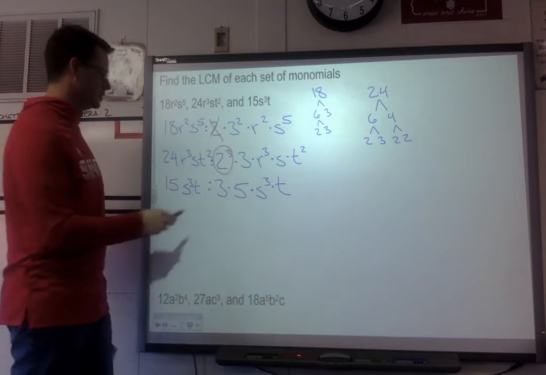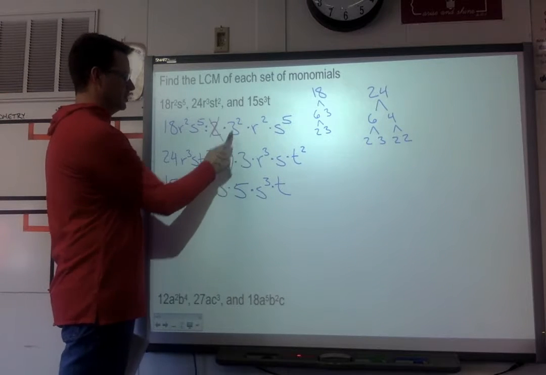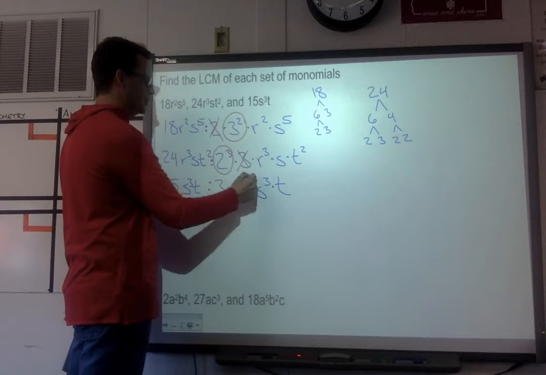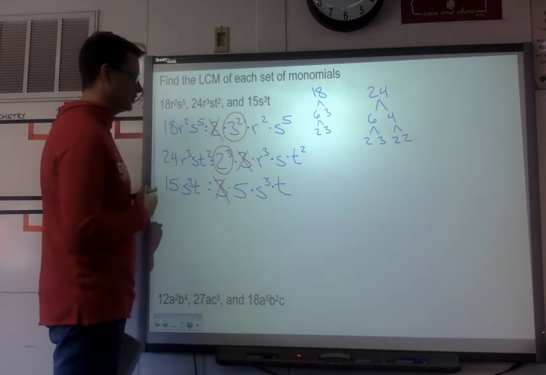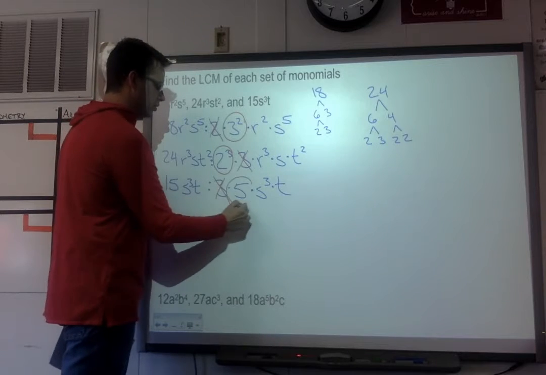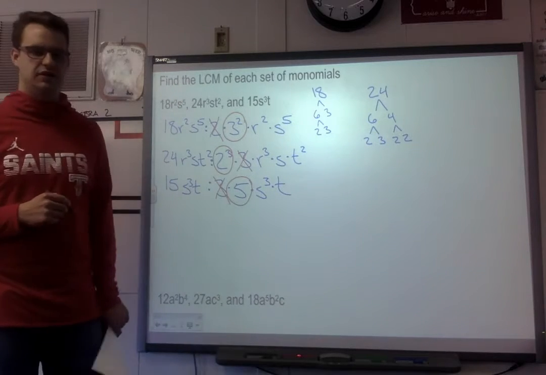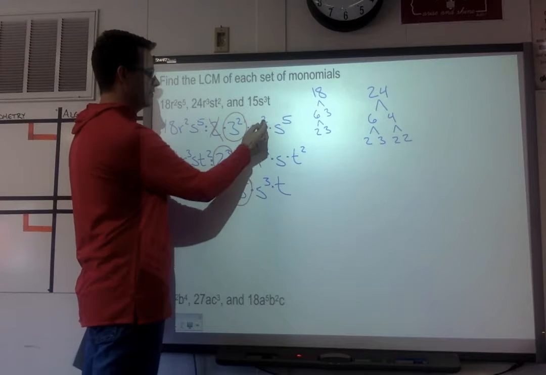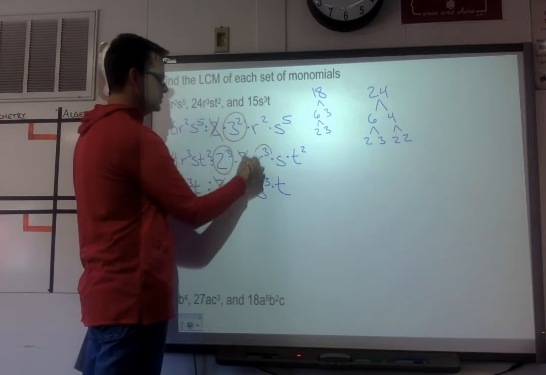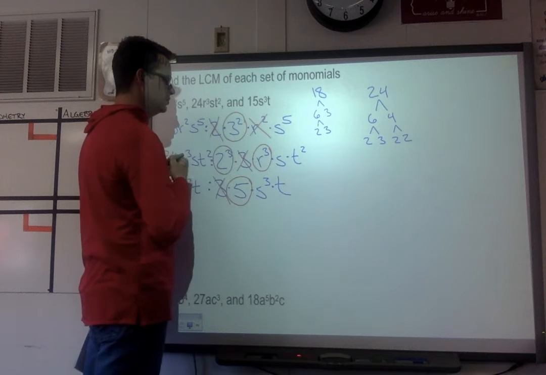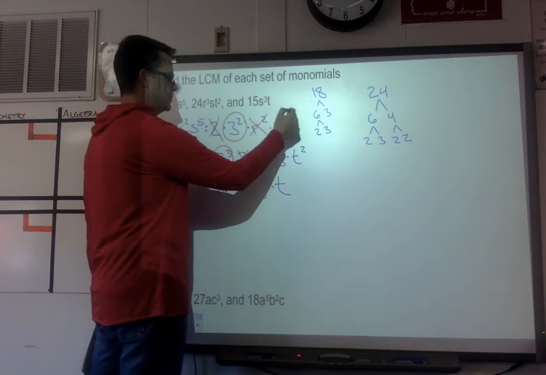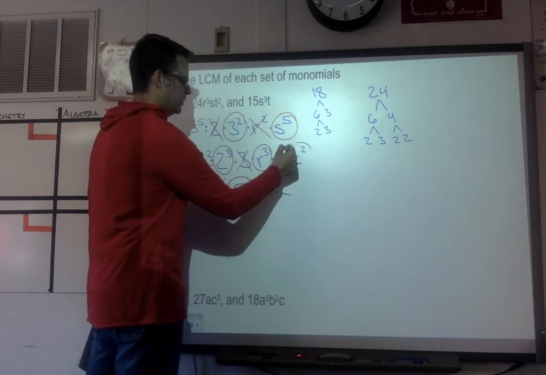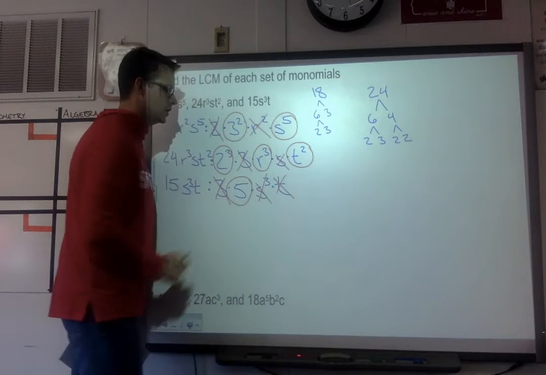Let's move on to 3. We've got 3 to the first, 3 to the first, and 3 squared. So we're going to use the one with the highest power, cross out our other 2. 5 only shows up as 5 to the first, so that's the greatest power. For r, we've got r squared and r cubed, so we're going to use r cubed. The highest power of s is s to the 5th, and the highest power of t is t squared.